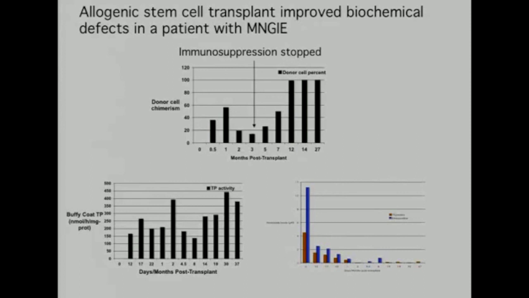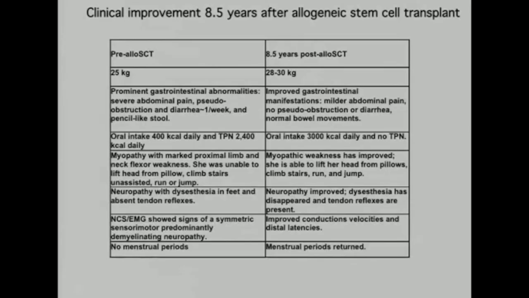Here's the enzyme activity. You can see it was undetectable before the transplant. Now her levels are in the low normal range. And that enzyme was able to eliminate these toxic metabolites, thymidine and deoxyuridine, to levels which are virtually undetectable at this point. Now it's almost 10 years after the transplant. The slide's a lot out of date, but she's improved clinically.